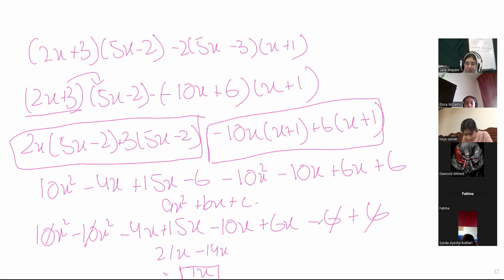And on the other side, we have minus 6 and then we have plus 6. These two have different signs, so they both are going to be cancelled out as well. So what we are left with is 21x minus 14x. So we'll get the answer as 7x. Is this thing clear? Yes, ma'am.